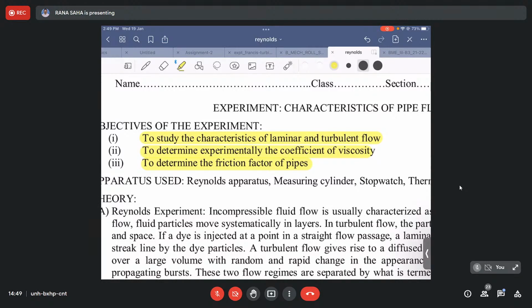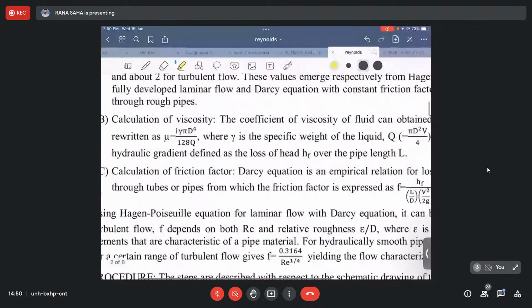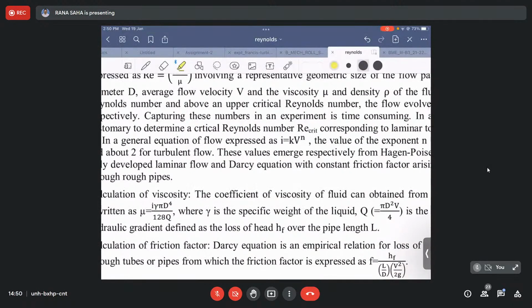The second way to study these characteristics is by having a theoretical relationship between the head loss due to flow. We know that whenever flow occurs, there is going to be some loss in energy. That is what we call head loss. So that head loss and the velocity, basically the average velocity, have a relationship, which in general is denoted as i equals kV to the power n.